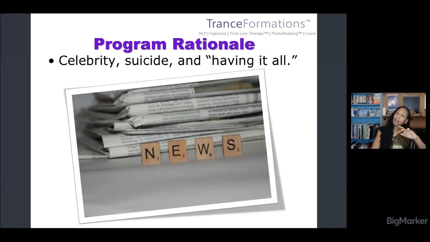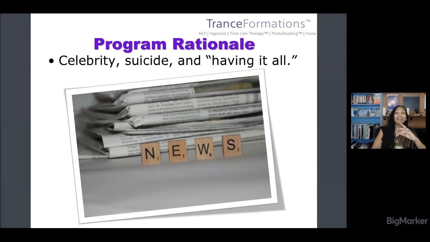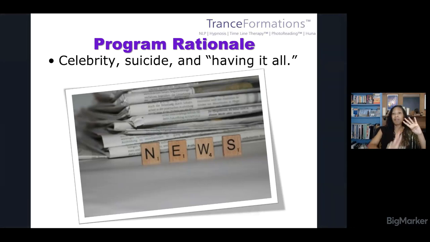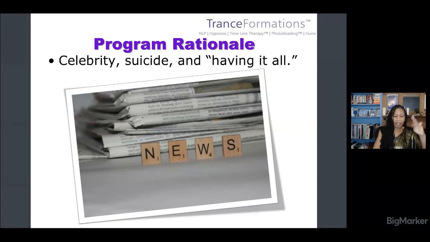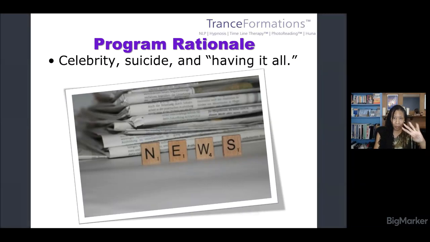But as I sat back and observed the last 3 or 4 weeks, and in the past 7 days, I know of 4 celebrities, and that's just in passing. I haven't been reading Okay and Hello and all that. It's just come across my radar. I know of 4 celebrities who have committed suicide in the past week.